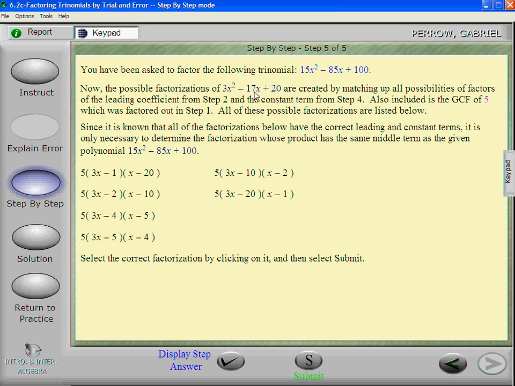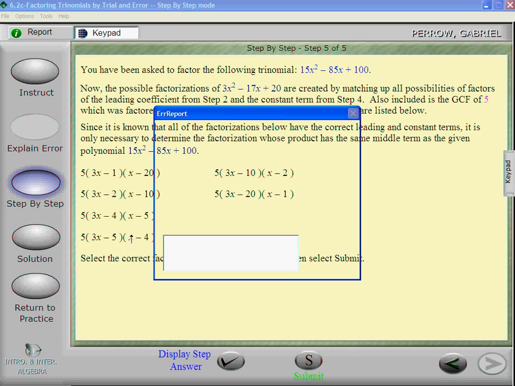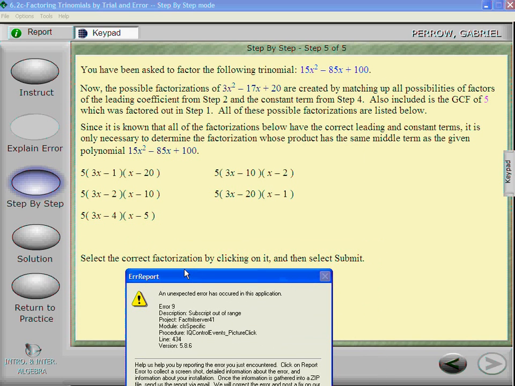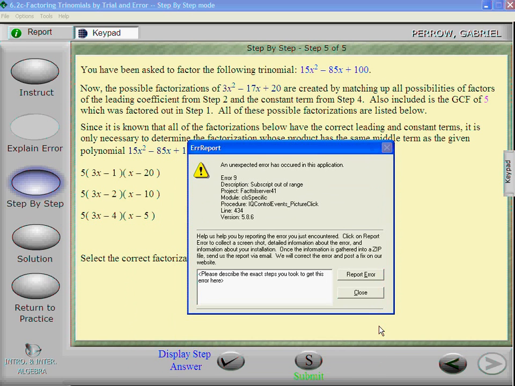The rest of it you could FOIL out and check and make sure that it comes back to this, and even distribute the 5 and come back with this. But really the outside-inside is going to tell you which one of these 6 combinations is going to work, because everything else would match up. So we'll select this. An unexpected error has occurred, which is nice. But you get the idea. The solution should be this, based on the combinations.